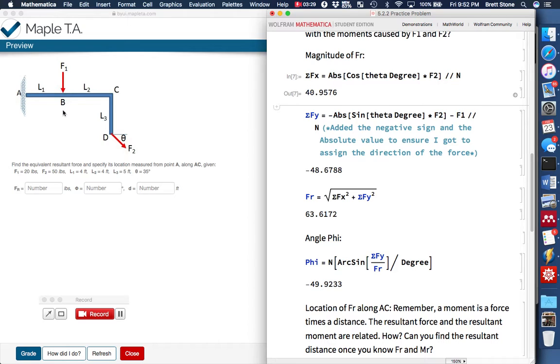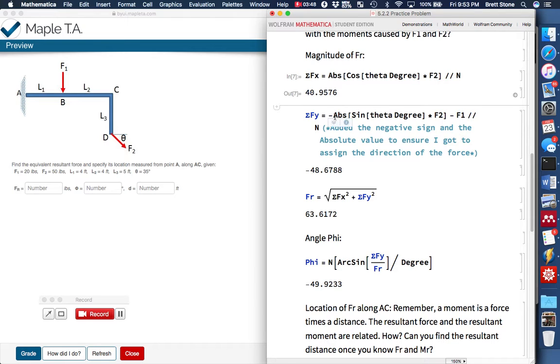And then in the y direction, we've got two forces that act that way. We've got F1, which is all in the negative y, and then we've also got F2, which has part of it in the negative y, and to get that component of F2 that is in the y direction, we'll take the sine of theta times F2.